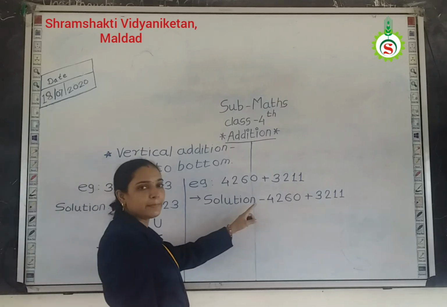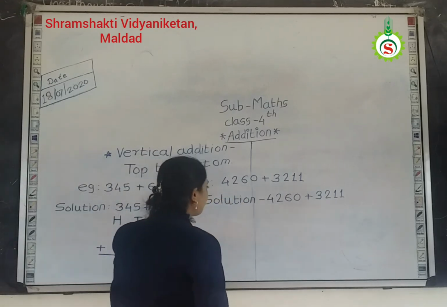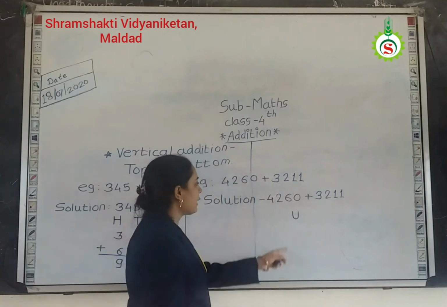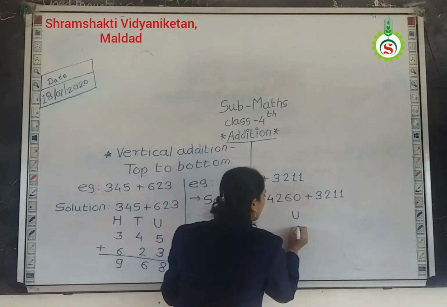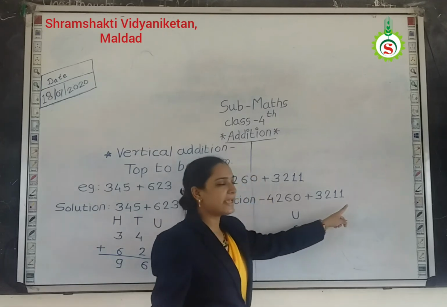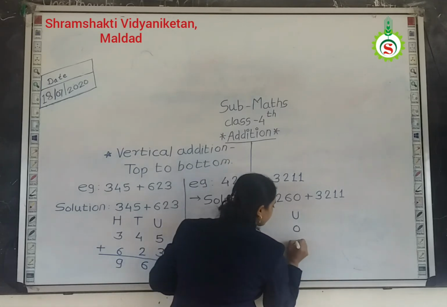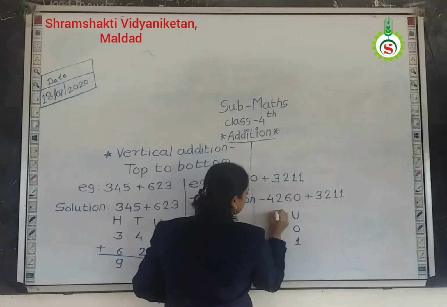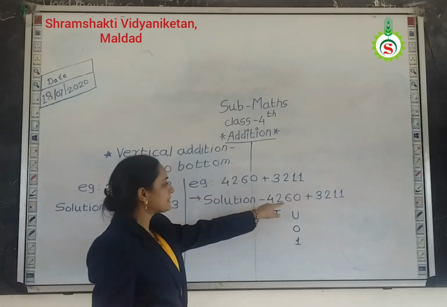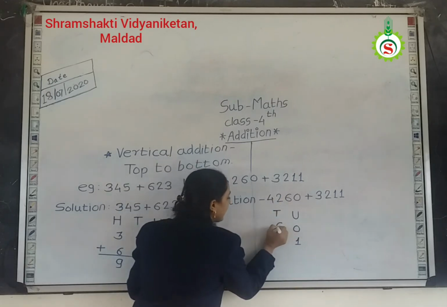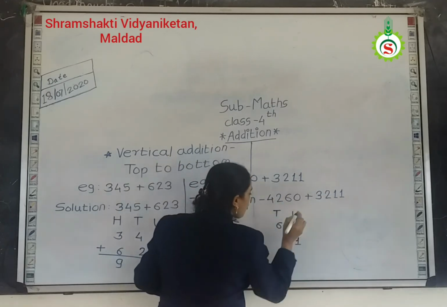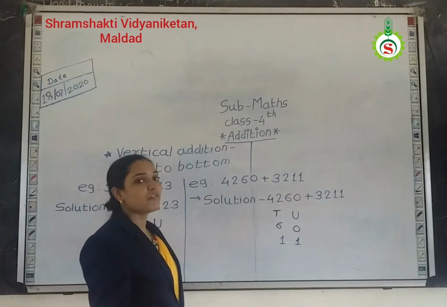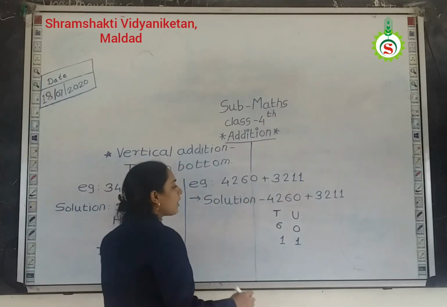Then what is our next step? Arrange this example in vertical type. Therefore, first write the unit places. Here unit place 0 and here unit place 1. Then take the tens place. Here tens place 6 and here tens place 1. After tens place, which place comes? Hundreds.